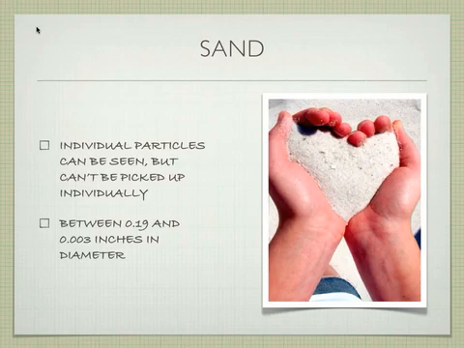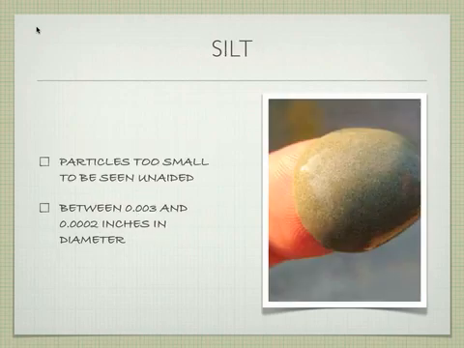Individual particles of sand can be seen, but can't be easily picked up between your fingers. Sure, you could slowly try to get one piece, but realistically, it's really hard to pick up one piece of sand. They're usually between 0.19 and 0.003 inches in diameter.